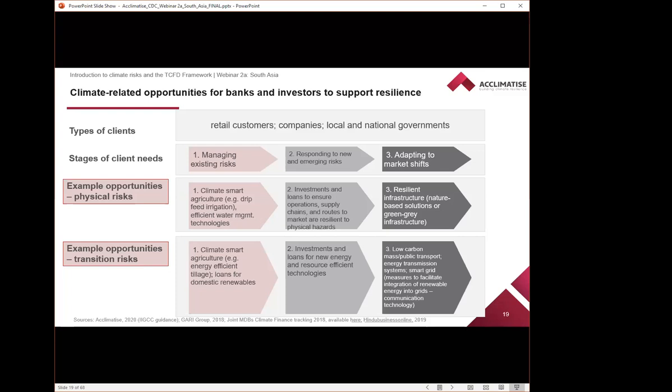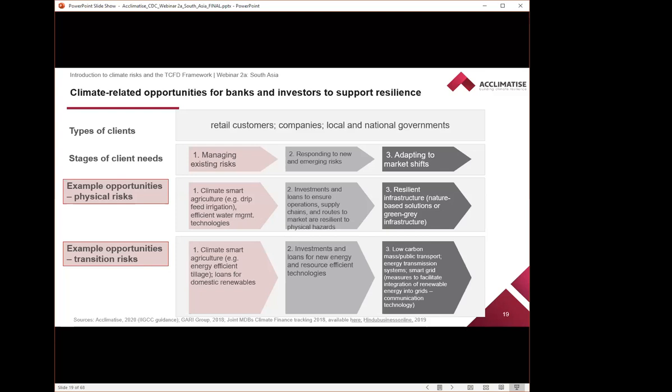This slide shows examples of opportunities stemming from physical risks as well as those stemming from transition risks in your region. It's not meant to be an exhaustive list, but it can give you an idea of the types of emerging opportunities, and you can use this framework to think about where and what climate-related opportunities might be for you.